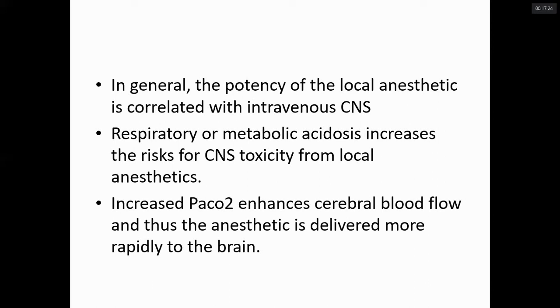In general, the potency of local anesthetic is correlated with CNS toxicity. So, bupivacaine is more toxic. And one thing to remember is respiratory or metabolic acidosis increases the risk of CNS toxicity from local anesthesia. If you remember this, it is important while managing local anesthesia systemic toxicity. An increase in PaCO2 also enhances the cerebral blood flow, and thus anesthetic is delivered more rapidly to the brain. These two points are important while managing local anesthesia systemic toxicity: respiratory and metabolic acidosis, and increased PaCO2.